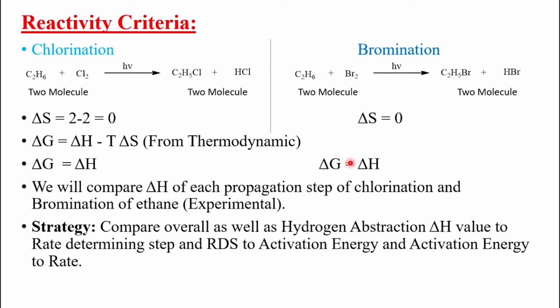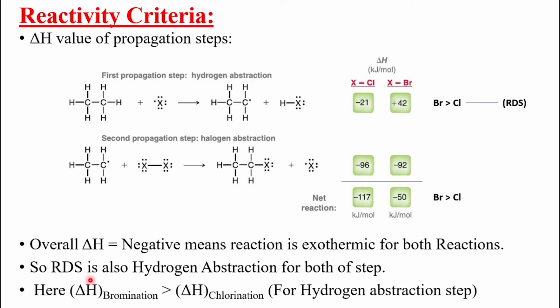So here we are making a strategy to find out the rate. We are comparing this delta H value overall for propagation step as well as hydrogen abstraction step. Okay, and this delta H value we are comparing with the rate determining step, and rate determining step to activation energy and activation energy to rate. In reactivity criteria, delta H value of propagation step, there are two propagation steps here. First one is hydrogen abstraction, second one is halogen abstraction. Here X has a possibility of two atoms, one is chlorine, second one is bromine.